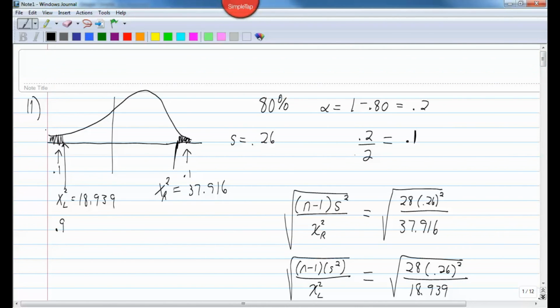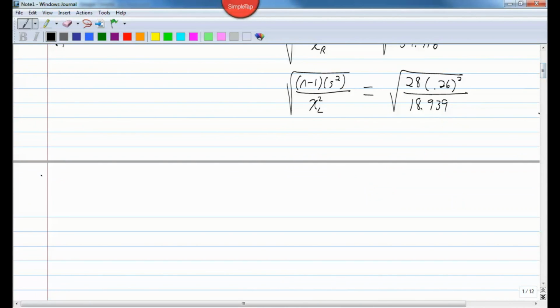So that was 11. Here's 12. I noticed we had a 99% confidence level. So alpha, or our total area of our critical regions, is going to equal 1 minus 0.99, or 0.01. So this is the total area for both of the critical regions together.